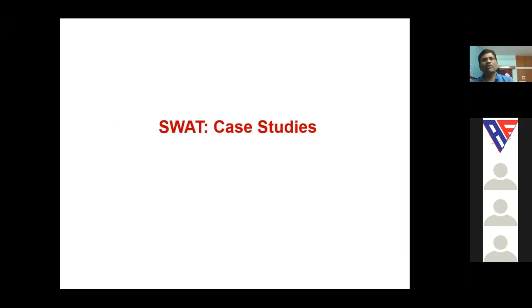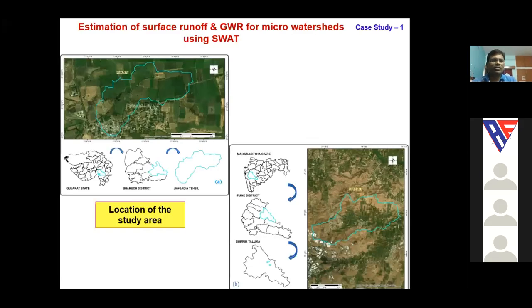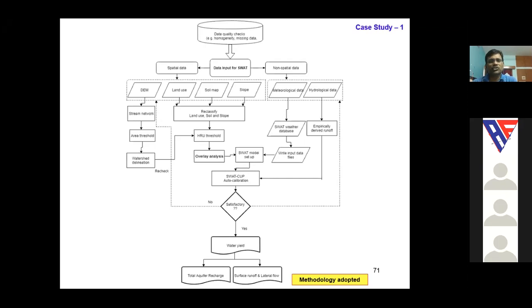So now this is all about the creation of the database. Now I will show you one case study, and then we will start the demonstration. This is one of the case studies we did for a micro watershed, a very small agricultural watershed from Maharashtra state. This is the complete procedure if you want to study the potential of surface runoff as well as groundwater recharge in the watershed.